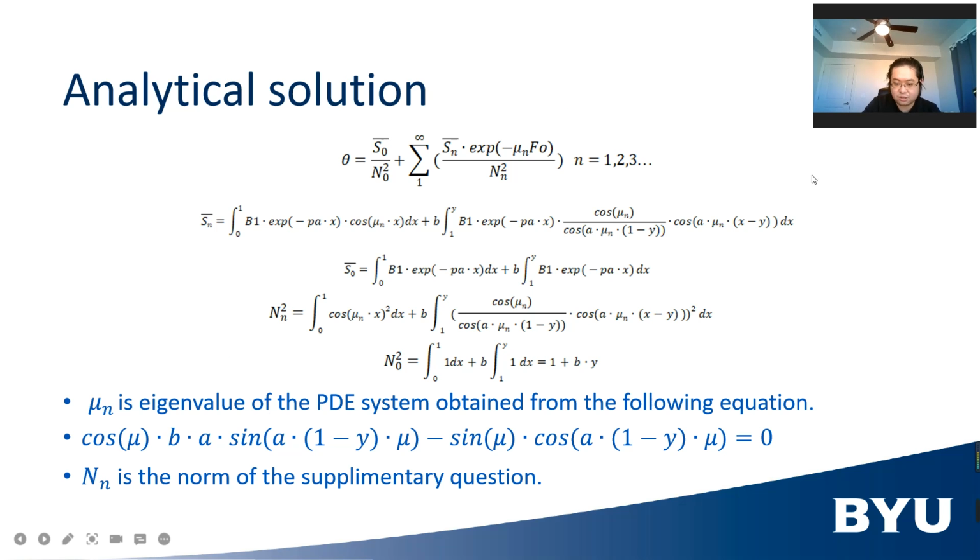Now, this is the analytical solution of the second PDE system. So Sn is a transformed initial temperature distribution, and n is a norm. Mu n is an eigenvalue obtained from the following equation.